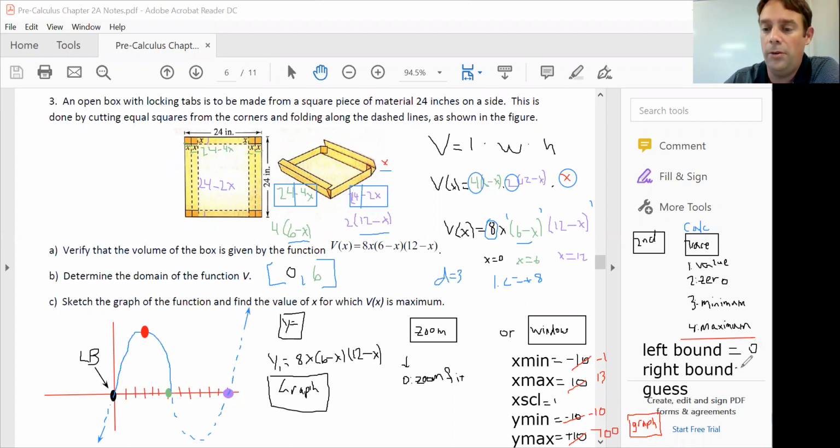And then my right bound, well, I know I can't go past this right intercept because that's where my domain is. So I'm just going to make that my right bound. So 6. Guess, don't ever guess, just press enter. And then what's going to happen is it's going to go ahead and pop up here, and it's going to tell you now what that volume is, right? What that volume is.